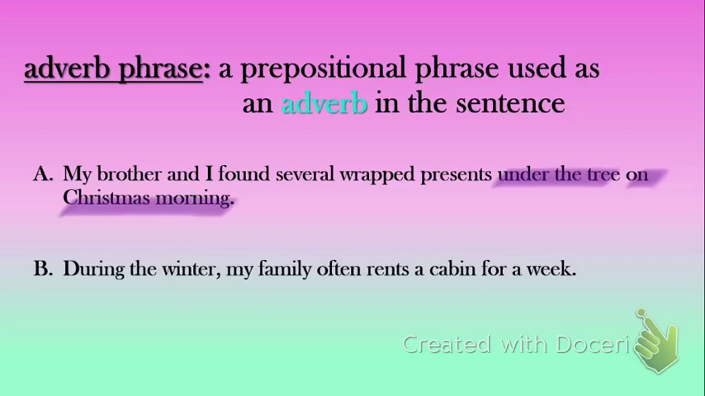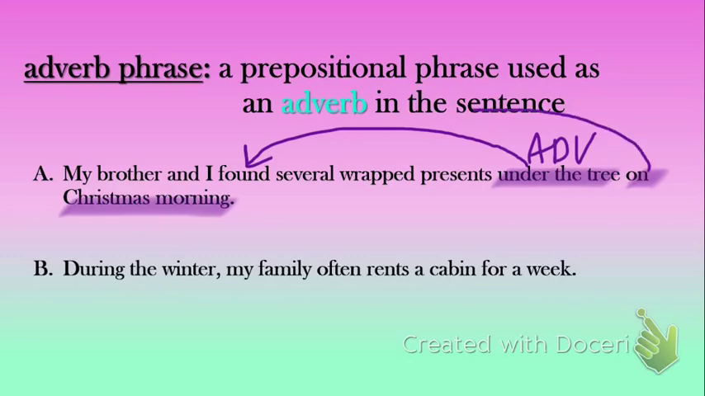Under the tree, if we look at that a little bit more closely, under the tree is telling where we found the presents, and because it's telling where, that makes this an adverb phrase in the sentence. The second prepositional phrase is on Christmas morning, and on Christmas morning tells when we found that, and again, because it's telling when, which is an adverb question, that too is going to be an adverb phrase in the sentence.